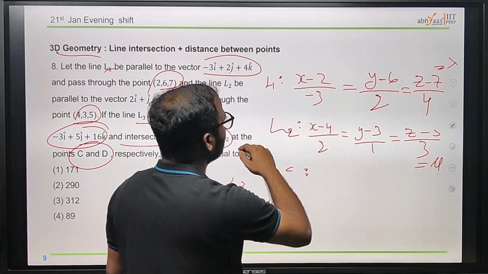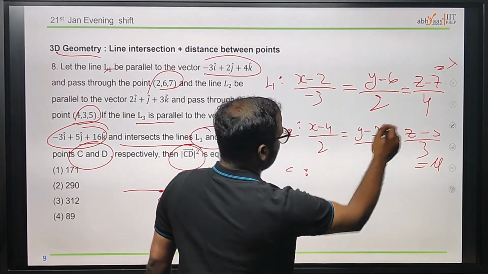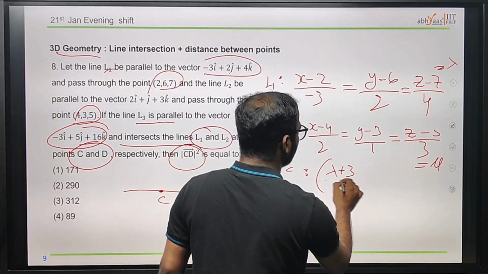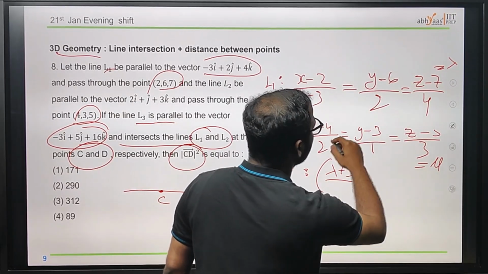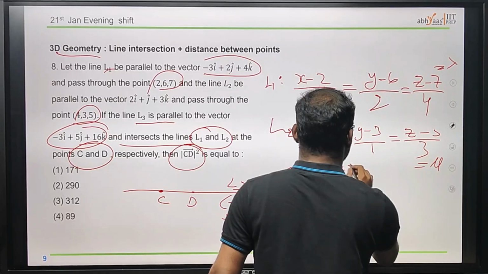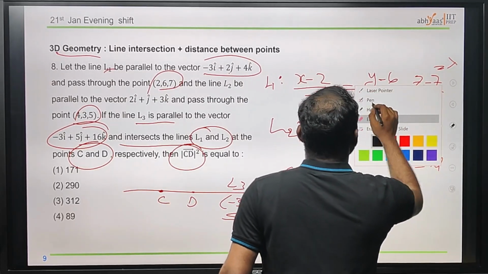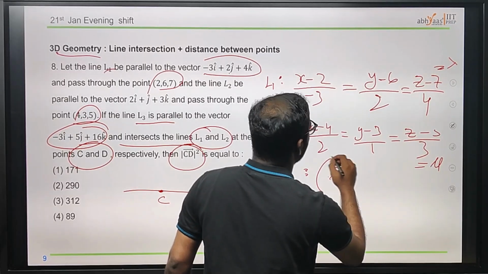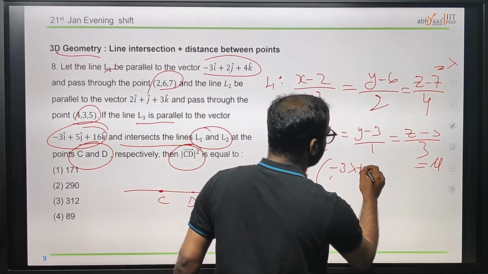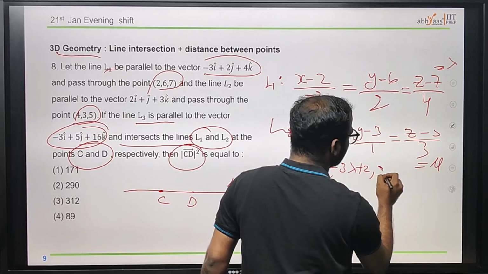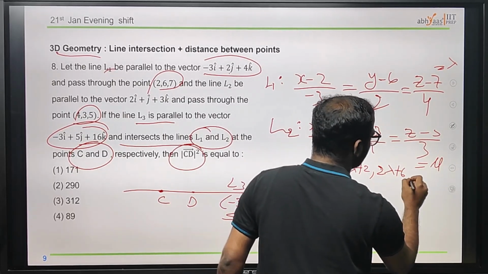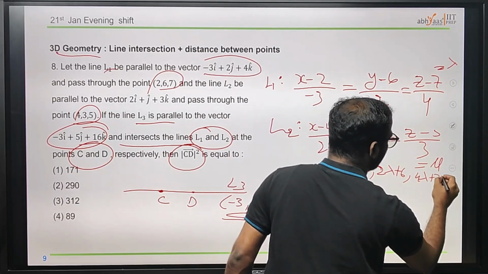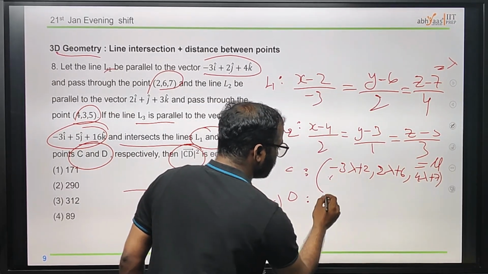In terms of lambda, we will have lambda minus lambda plus 3 divided by lambda, then minus 3 lambda, so 3 minus 3 lambda plus 2, and 2 lambda plus 6, comma 4 lambda plus 7. These were for C. Similarly for D as well.